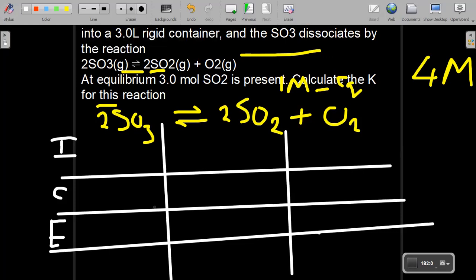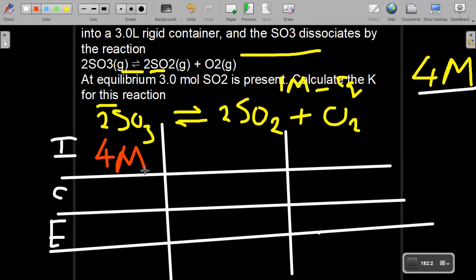We are supposed to write the information that has been given, first of all. Initially, we've been given 12 moles dissolved in 3 liters, so we determined the initial concentration to be 4 molar. So we're supposed to indicate it for SO3. Let me use a different color so that we're able to distinguish. It's been given 4 molar, the concentration.